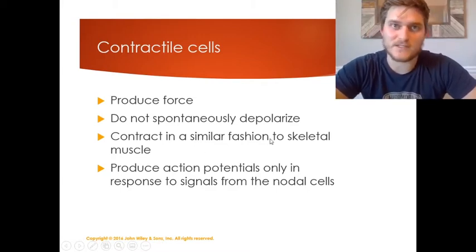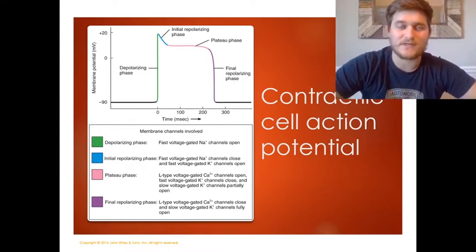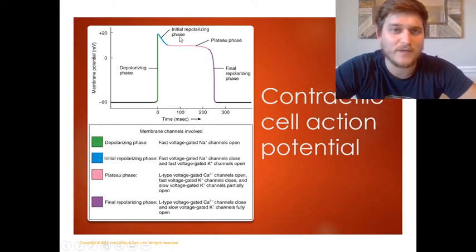to skeletal muscles. We can see that the action potentials of contractile cardiac muscle fibers are different than the nodal cells. You're going to see a rapid depolarization when voltage-gated sodium channels open, and then the repolarization phase is a little bit more dragged out.